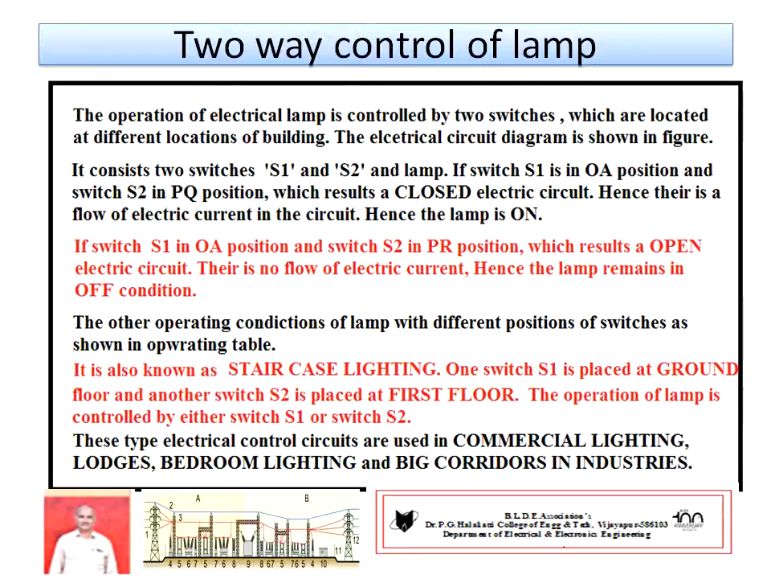If switch S1 is in the OA position and switch S2 is in the PQ position, this results in a closed electric circuit. In a closed electric circuit, there is a flow of current, hence the lamp is on. If switch S1 is in the OA position and switch S2 changes to the PR position, this results in an open circuit.